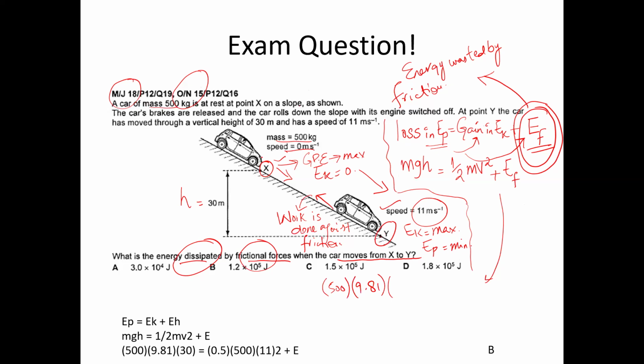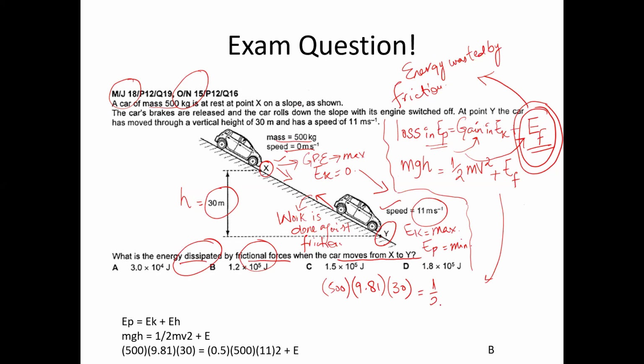The value of height हम हमेशा कौन सी लेंगे? Gravitational potential energy में हमेशा vertical height ली जाती है. You may write it down somewhere in your notebook. In the case of gravitational potential energy, we always take the vertical height. So in mgh, h stands for 30.